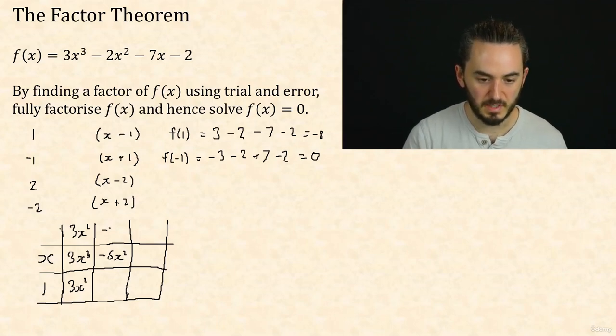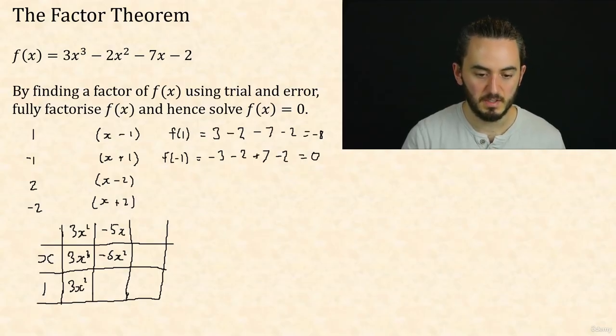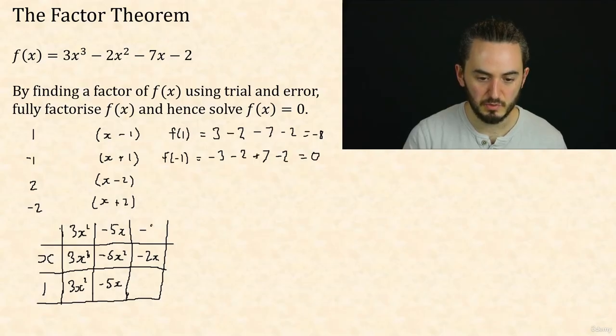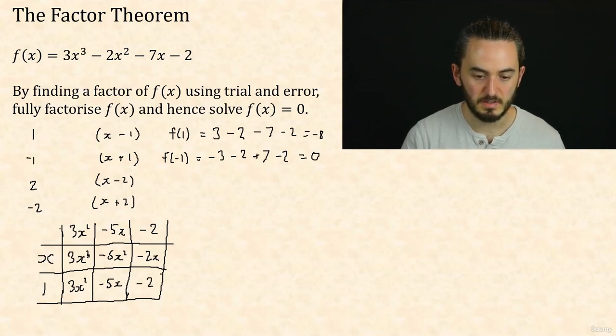That means we must have had a minus 5x here, because minus 5x times x is minus 5x squared. Minus 5x times 1 is minus 5x, but that's not what I need, I need minus 7x. So I need another minus 2x here, because minus 2x minus 5x is minus 7x. That means I needed a minus 2 here, because minus 2 times x is minus 2x, and finally minus 2 times 1 is minus 2. And that matches up, and that's just our little check that we've made no errors and we found a factor.